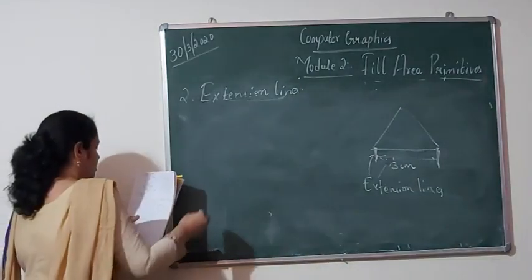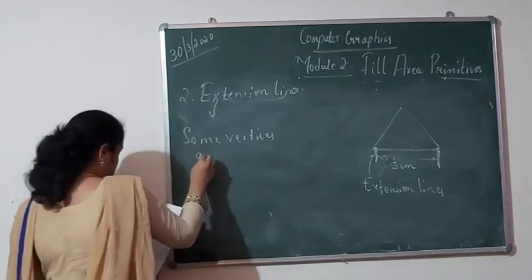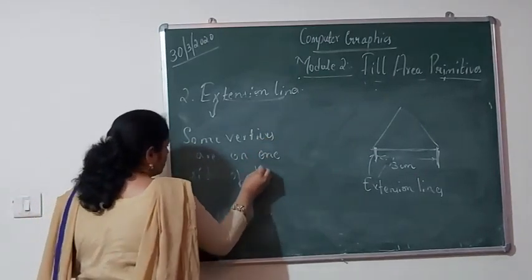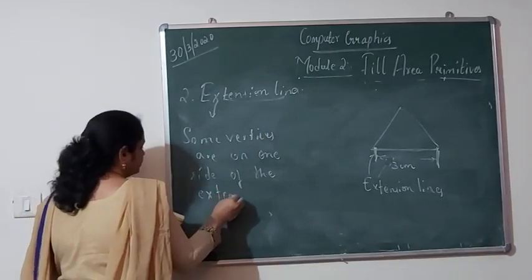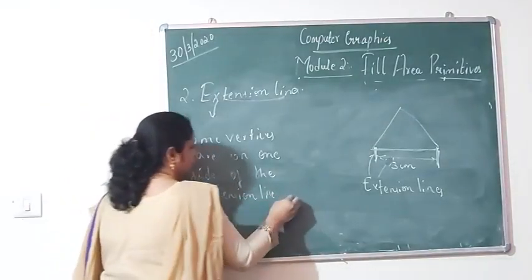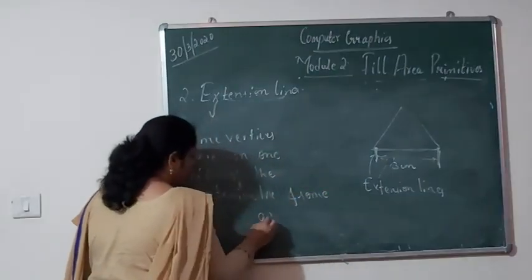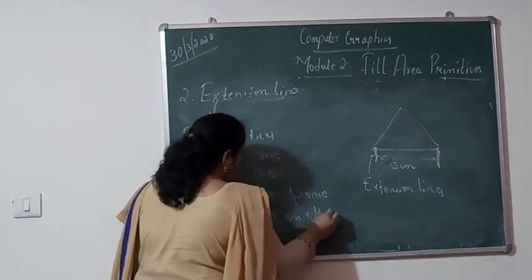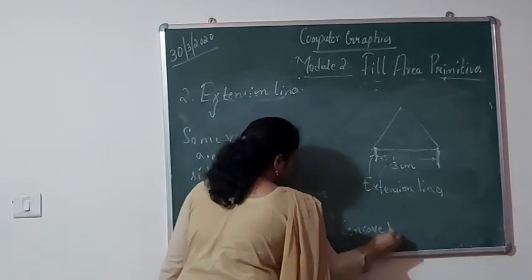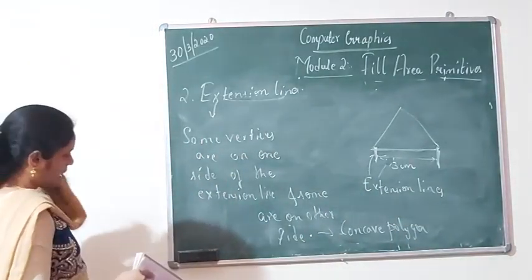So the algorithm says if some vertices are on one side of the extension line and some are on the other side, then such a polygon we call a concave polygon, right? So that was an example of a triangle, which is a convex polygon, right?